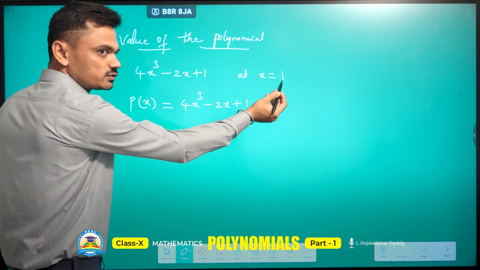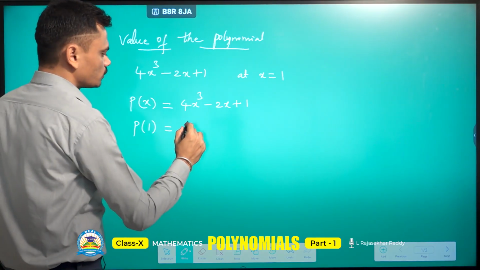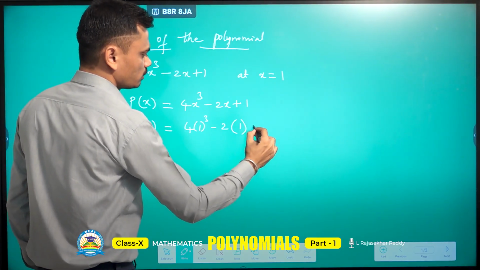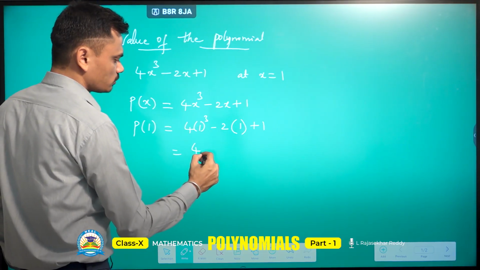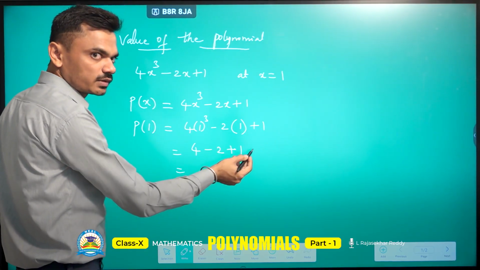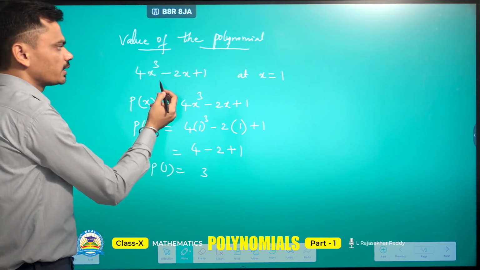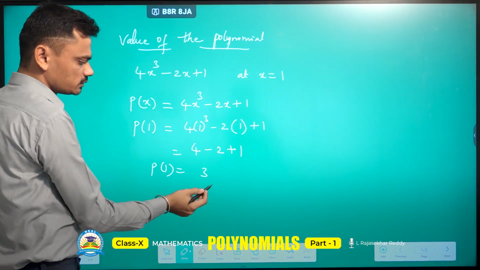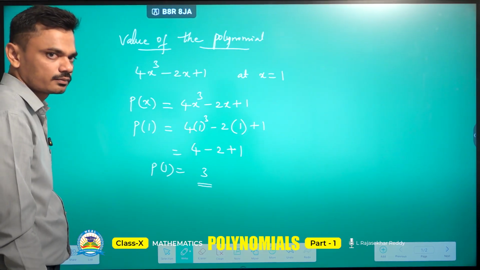Now here the x value is 1. Substitute the value 1 in place of x. 4 into 1 cube minus 2 into 1 plus 1. 1 cube is 1, into 4, minus 2 plus 1. So 4 minus 2 is 2, plus 1, finally 3. So the value of the polynomial 4x cube minus 2x plus 1 at x equal to 1 is 3. Okay. So this is about the value of a polynomial.